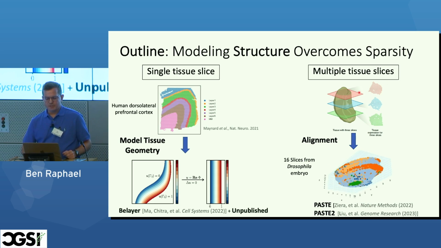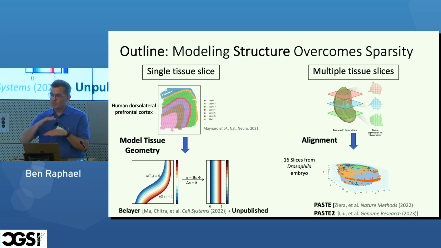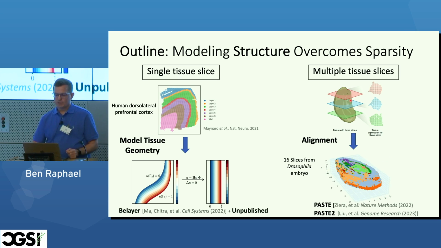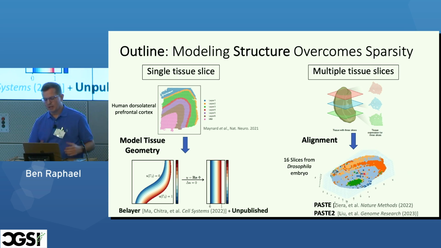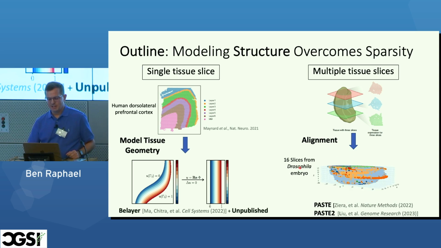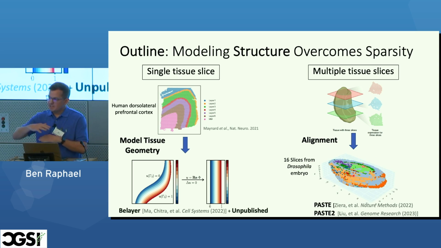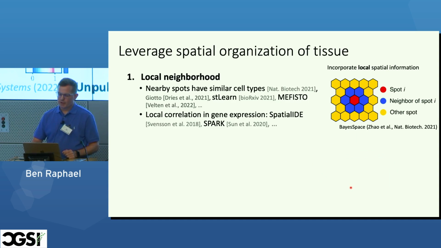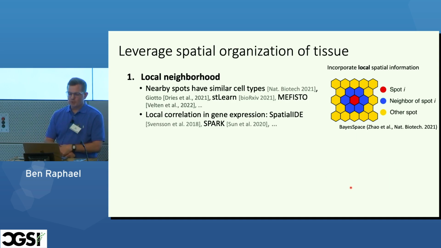And then quickly, if there's time at the end, I'll show you another set of methods we developed that take multiple slices from the same tissue and align and integrate them so that we can overcome sparsity in one measurement by pooling them together. And here's just an output of that where we align 16 slices of spatial transcriptomics from a Drosophila embryo. All right, so for the first part, leveraging the spatial organization of the tissue.